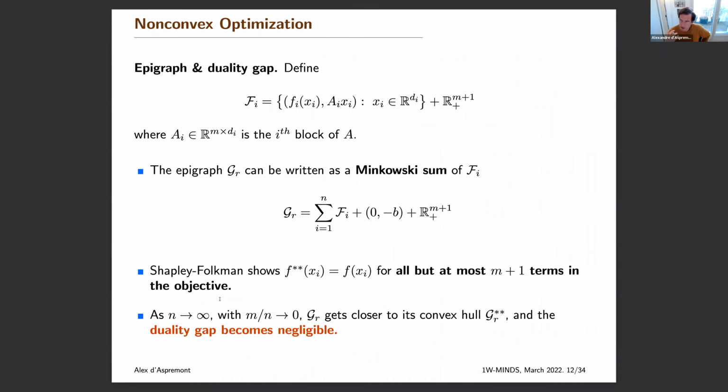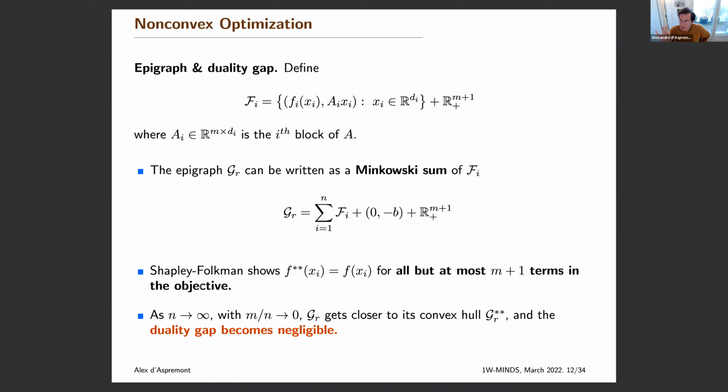And why is this epigraph representation of the problem important in our case? It turns out that when the problem has this specific separable format, the epigraph is a Minkowski sum of particular sets Fi. And the Fi's have this shape here. They are m+1 dimensional sets, where m is the number of constraints and is supposed to be fixed. And what the Shapley-Folkman theorem shows you in this particular case is that f star star of xi is going to be equal to f of xi at the optimum for all but at most m+1 terms in the objective.